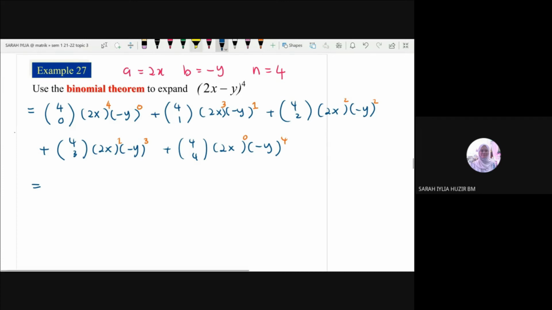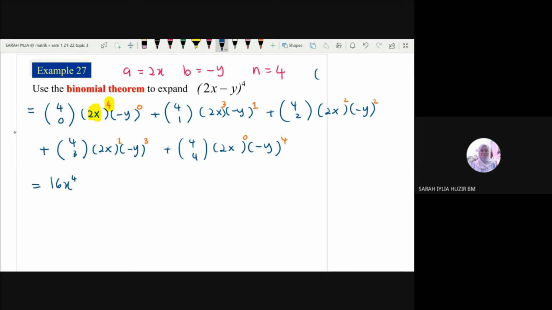Yang ni yang kena hati-hati sebab kita ada constant, kita ada variable. Satu-satu tu memang awak kena kuasakan. So 2 kuasa 4 tu awak kena tekan calculator lah, siapa tak ada congak. So 2 kuasa 4 akan dapat 16. So 16x to the power of 4.